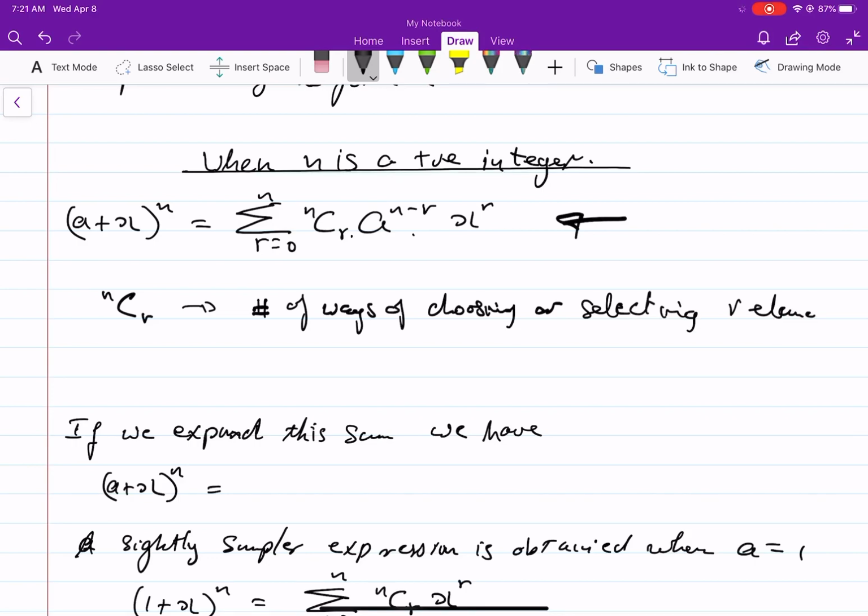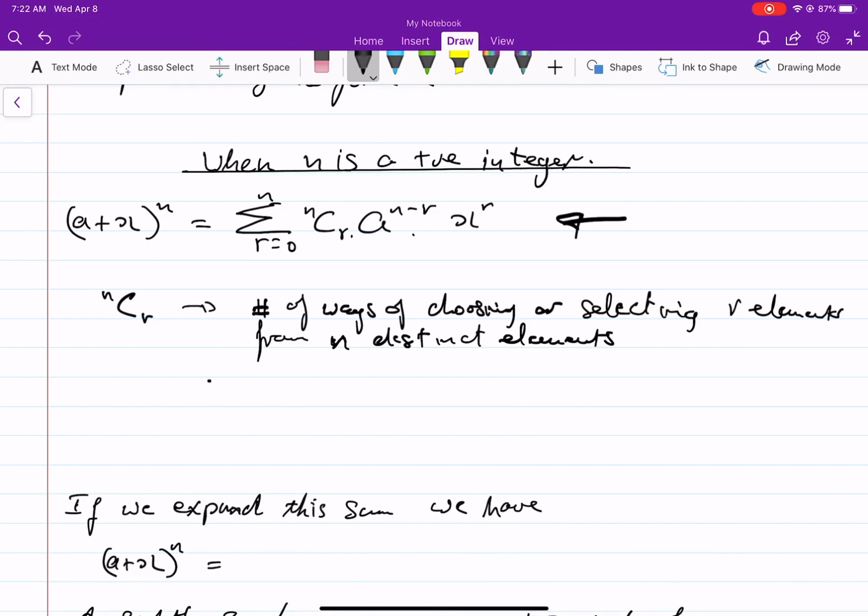r elements from n distinct elements. As an example, 10C3 would be the number of ways of selecting 3 elements from 10 distinct elements. You can punch that up directly on your calculator. The nCr button on most calculators is over the number 5 key. So if I go 10C3, I get 120. So there are 120 ways of selecting 3 elements from 10 distinct elements. So that's the meaning of that nCr bit. If you didn't know it before, at least you have a little introduction to it now.